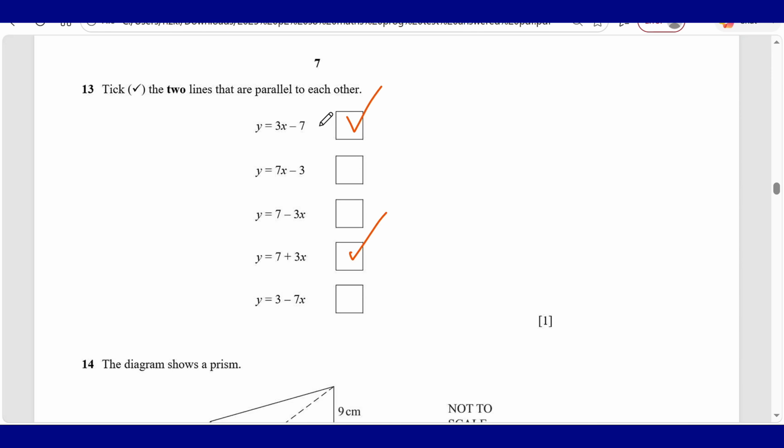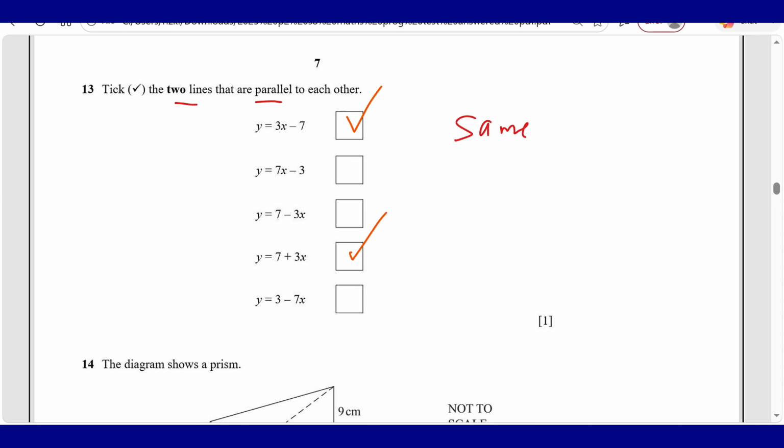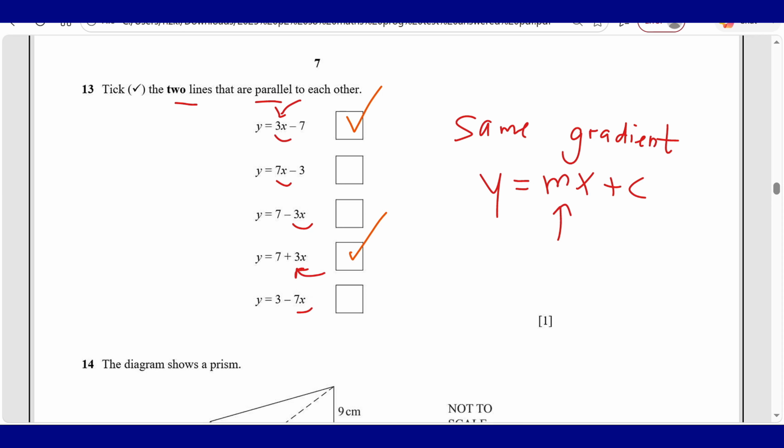Okay guys, so it's 3x minus 7 and 7 plus 3x. The key for parallel is that it has the same gradient. How do we get the gradient? Gradient is the number attached to the x variable in the line equation. So this is the gradient. We just have to observe the x term here. The number in front of this x is 3, and this is also 3. That's how we got the conclusion that these two are parallel.